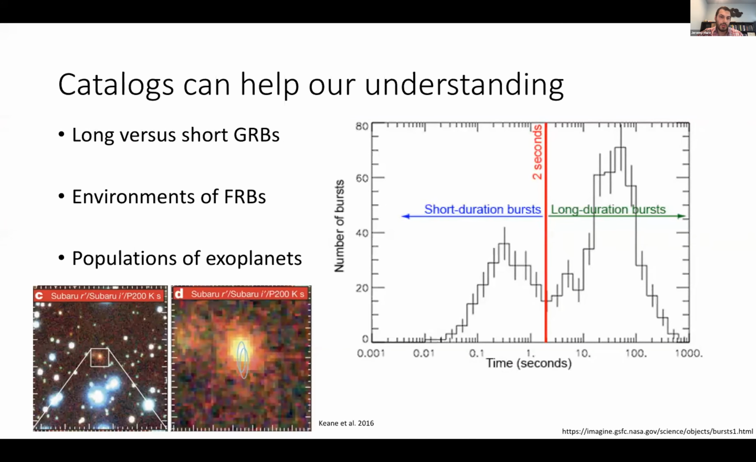Another more recent example is the environments of fast radio bursts, where cataloging repeating fast radio bursts has allowed us to follow them up with higher angular resolution radio telescopes and to locate their host galaxies and map out their environments. And also populations of exoplanets, TESS and Kepler have helped us uncover many more exoplanets and help study the relationship between their mass and radius and their host star populations.